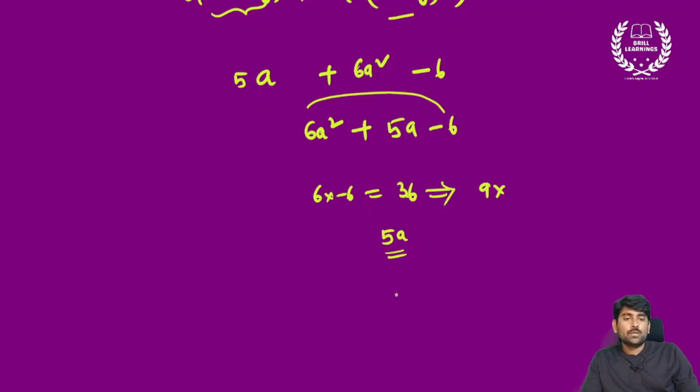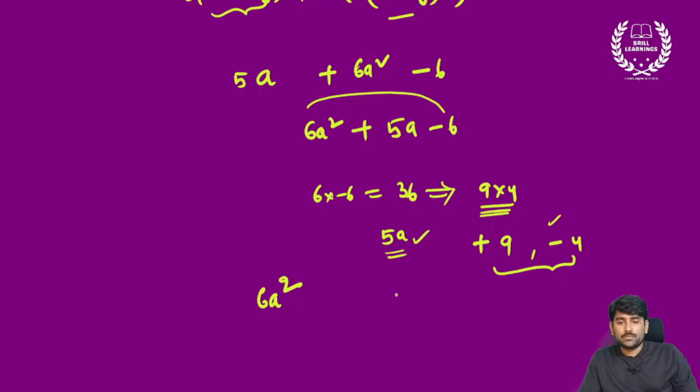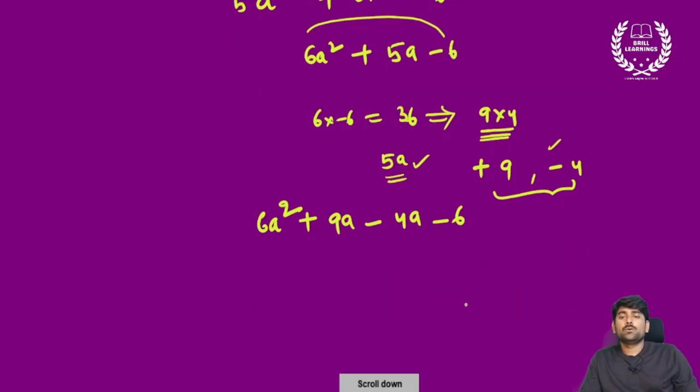Okay, so 9 into 4. Why? Because if I put plus sign for 9 and minus sign for 4, the net value will be 5 only. So that is why this is the best option here. Now substitute in this quadratic expression: 6a square plus 9a minus 4a minus 6. Now take out common values. 3a I can take here. So 2a plus 3.